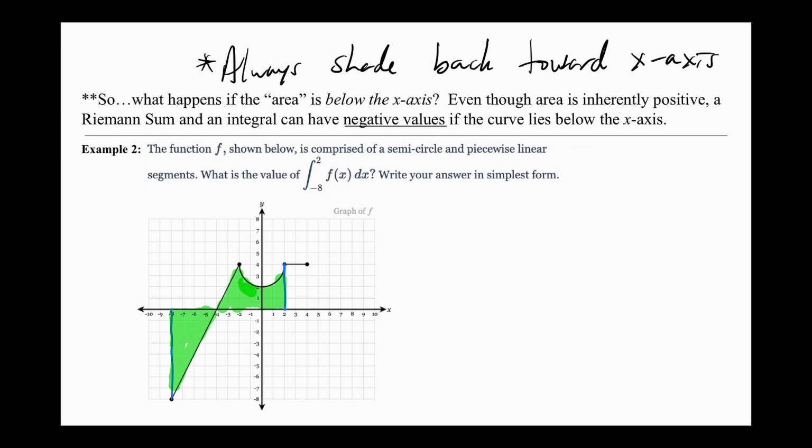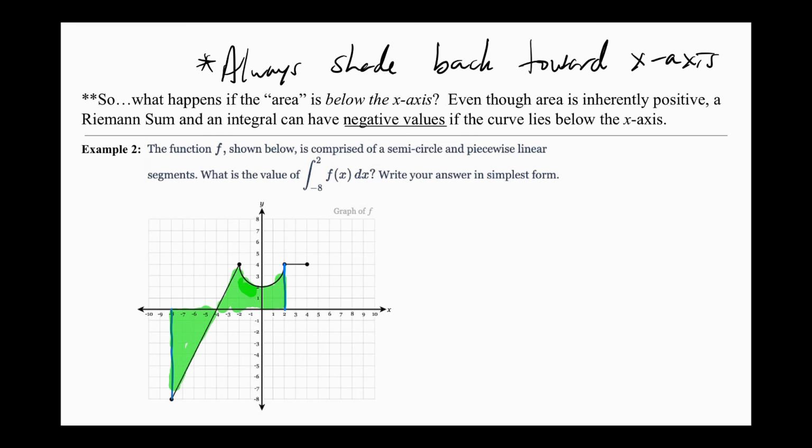The second thing is, if I do have any area below the x-axis, we consider it a negative value. I know area can't be negative, right? Area has to be positive. But in this case, even though area is inherently positive, a Riemann sum and an integral can have negative values. Okay, so this is really the only time when you're going to have a negative area.